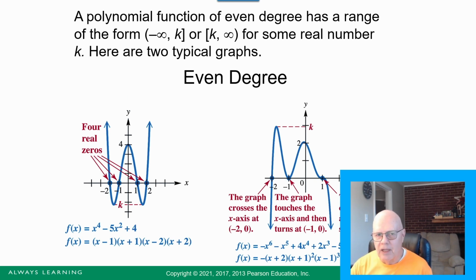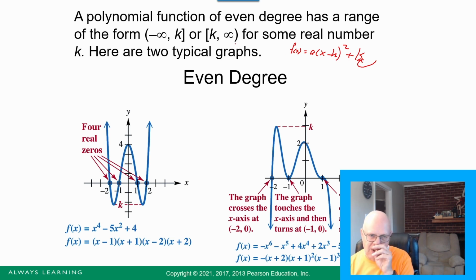That was the odd. Here's the even. The range will be a form like this, depending on what that k is. Remember what the k is? That's your k right there. And that's going to determine what the range is, whether it goes from here on up for the range, or whether it goes from here down for the range. Remember, the range is y values.